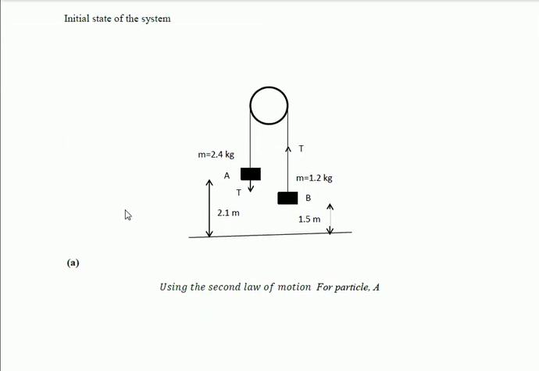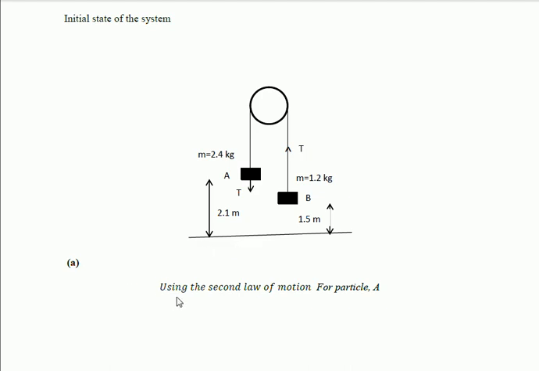The initial state of the system is: the particle A is of mass 2.4 kg and its distance from the ground is 2.1 meters. Similarly, for the particle B, the mass is 1.2 kg and its distance from the ground is 1.5 meters. As the mass of the particle A is greater, the tension will be in the upward direction.